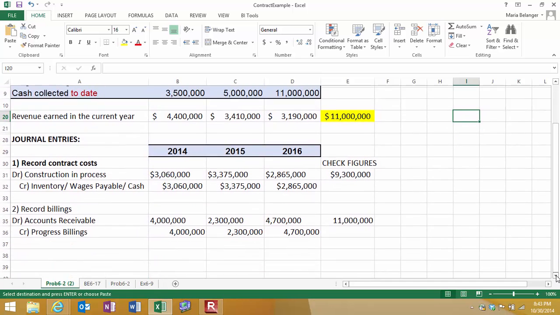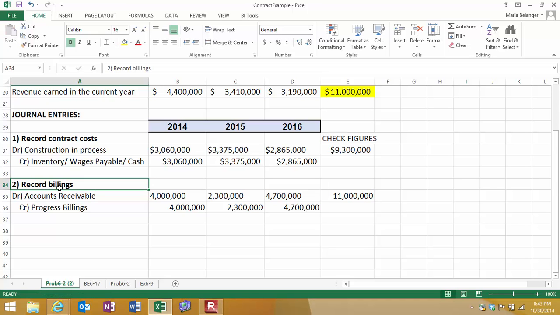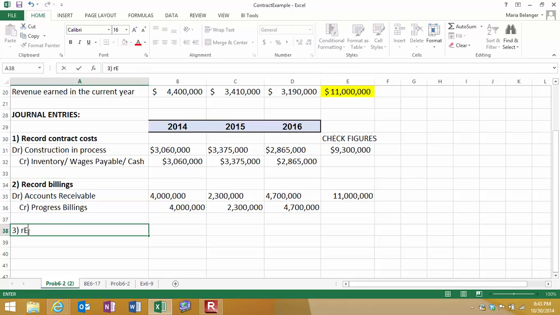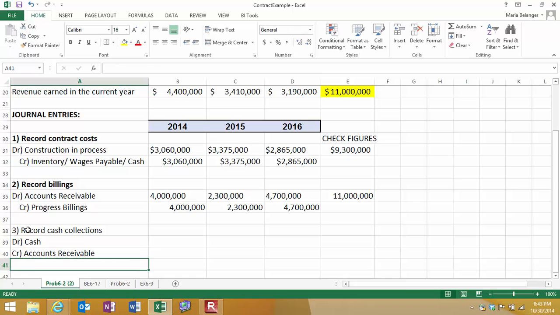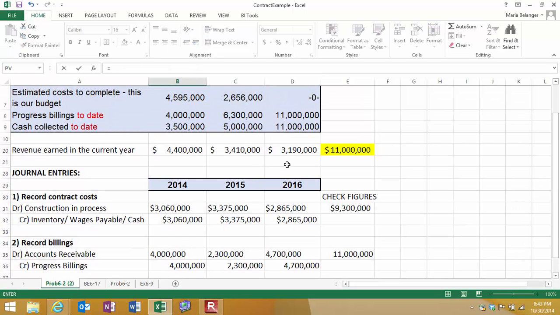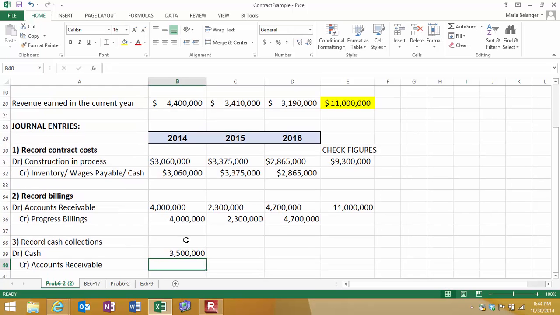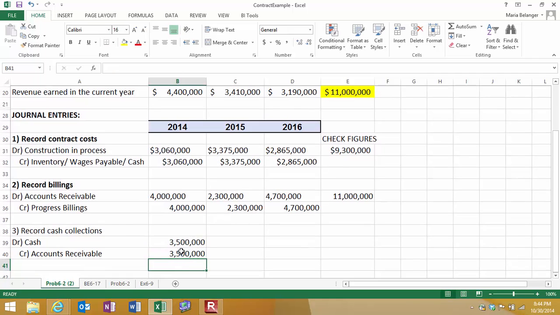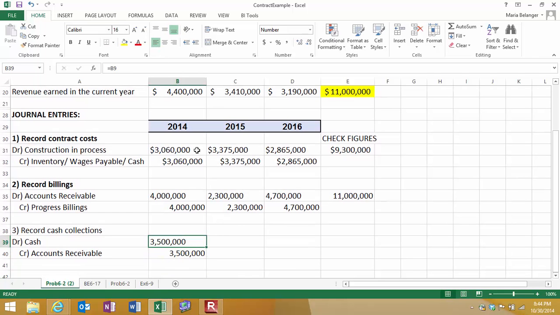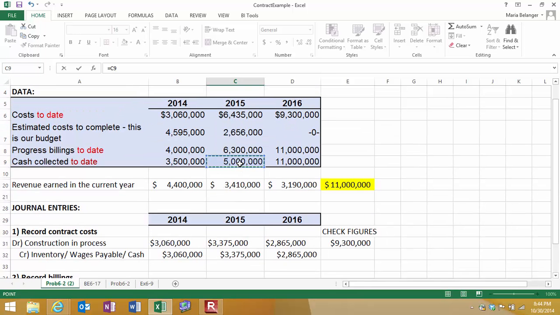My third journal entry is going to record my cash collections. And just like you would normally, this is a debit to cash and a credit to accounts receivable. So nothing new about this entry. And again, my numbers are aggregated. So when I go back to my problem data, for the years after the first year, I have to deduct the amounts from the prior year. And so this is my 2015 numbers minus my 2014 numbers.